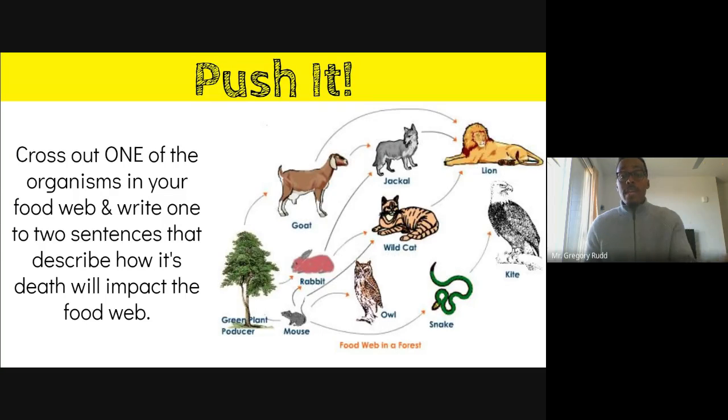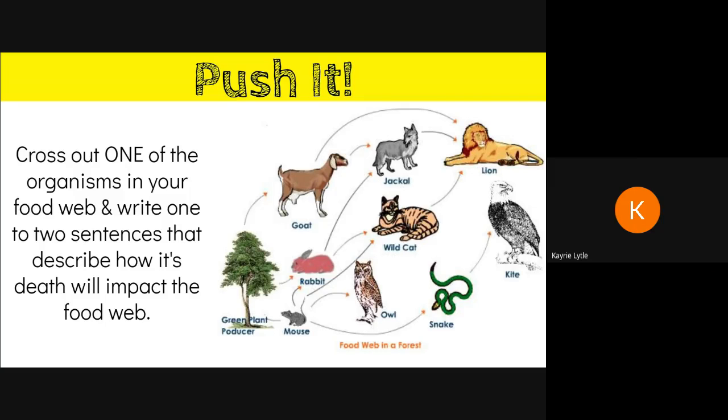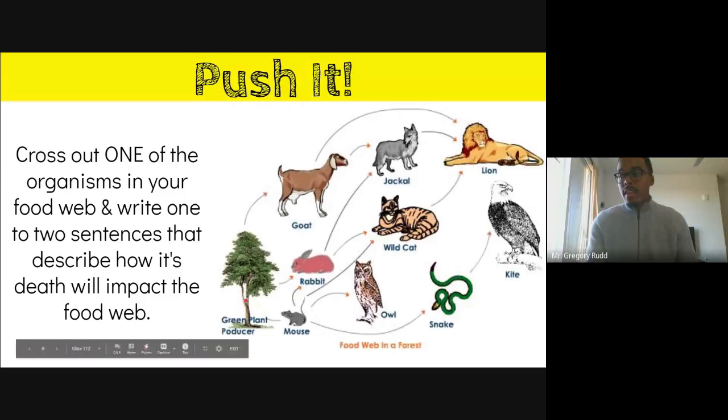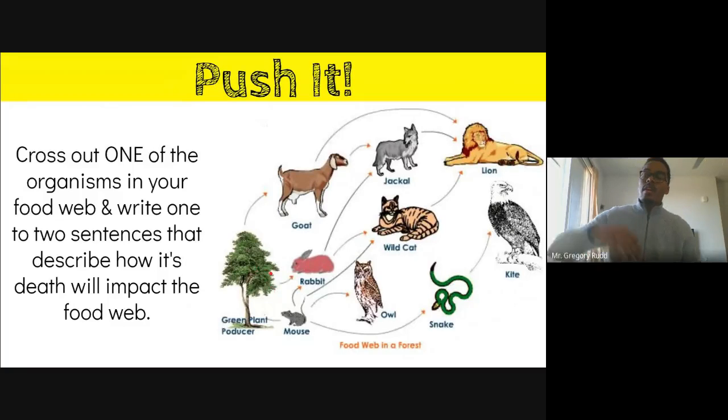The amount of plants is going to increase. Good. So the green plants would probably increase. Good, and the mice might increase as well. So we might see more plants being produced as there aren't any rabbits to eat the plants. Okay, so the population of the plants will increase.